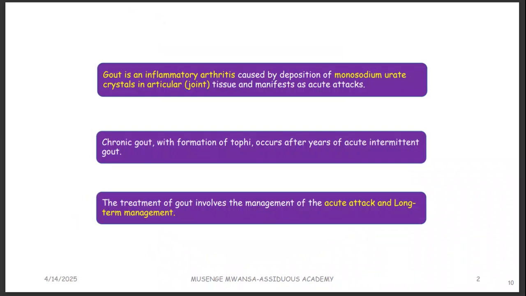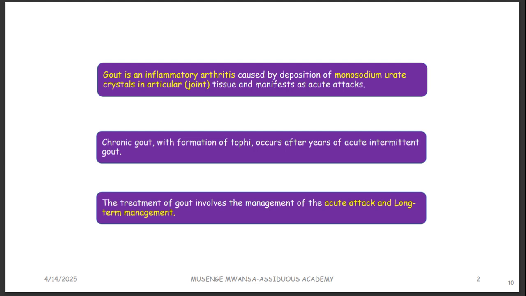Okay, you can see arthritis, there is inflammation of the joints, and it is caused by the deposition of monosodium urate crystals in articular joints. And the way it manifests is as an acute attack, like it just starts. Okay, it just starts and then someone is having pain in the joints. The chronic gout with formation of tophi occurs after years of acute intermittent gout. Something that is chronic takes a bit of time.